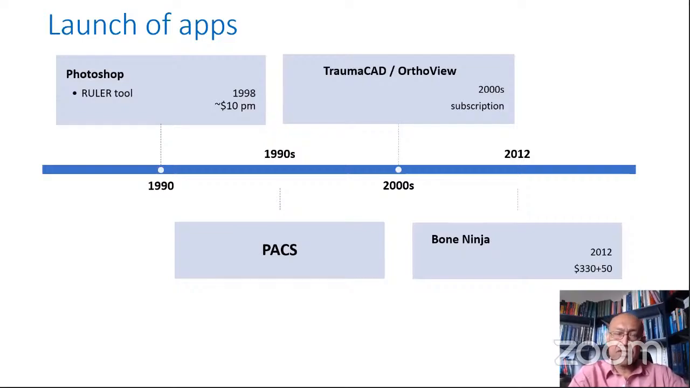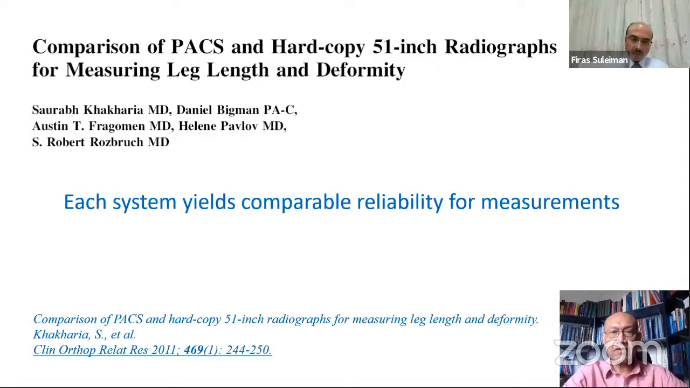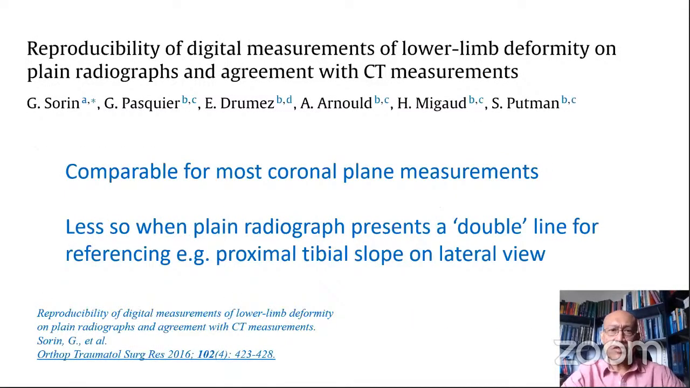Very soon after the introduction of PACS, Bone Ninja, OrthoView, and TraumaCAD were proprietary applications that were launched that allowed digital manipulation of images, measurements of distances and angles that facilitated deformity analysis and simulation of correction. Several studies have confirmed a similarity of accuracy between the measurements made on digital films as well as those made on hard copy films. Furthermore, the digital measurements that are obtained from these images are as accurate as those obtained from CT scans.